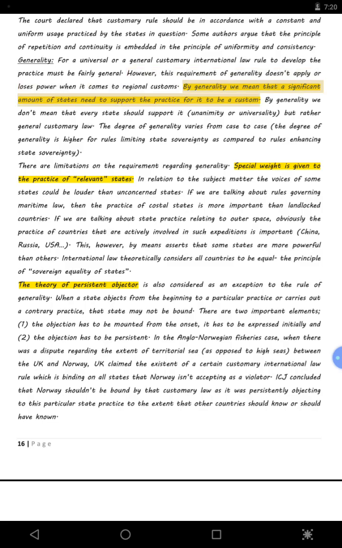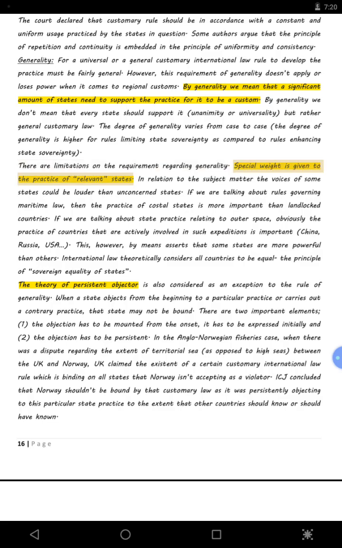By generality we mean that a significant amount of states need to support the practice for it to be a custom. By generality we don't mean that every state should support it, unanimity or universality, but rather general customary law. The degree of generality varies from case to case. The degree of generality is higher for rules limiting state sovereignty as compared to rules enhancing state sovereignty. There are limitations on the requirement regarding generality.